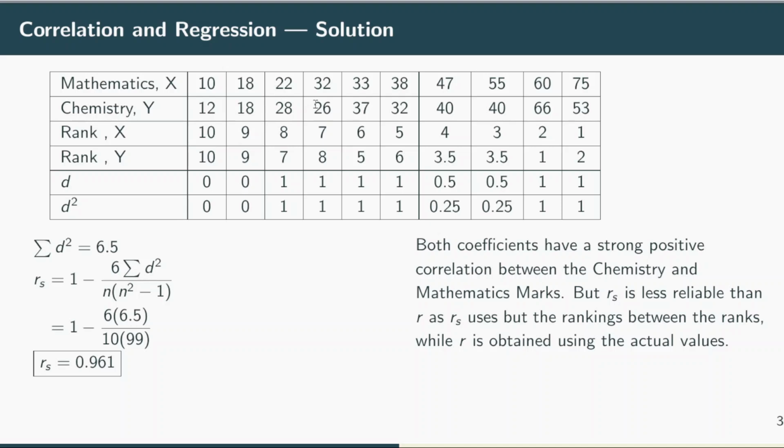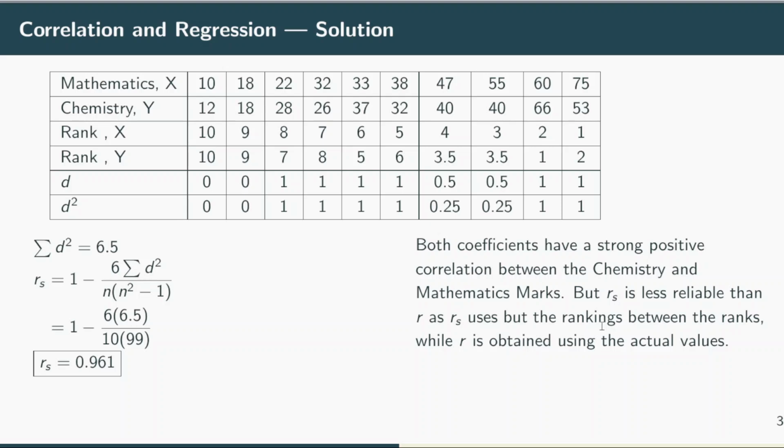The actual values have not been used to obtain the value, but the product moment correlation coefficient actually uses the value to obtain the covariance, the variance, and then evaluating to have that value. So for that reason, the product moment correlation coefficient is more reliable than the Spearman's coefficient of rank correlation, because of course it uses the actual values themselves. I hope you have understood.